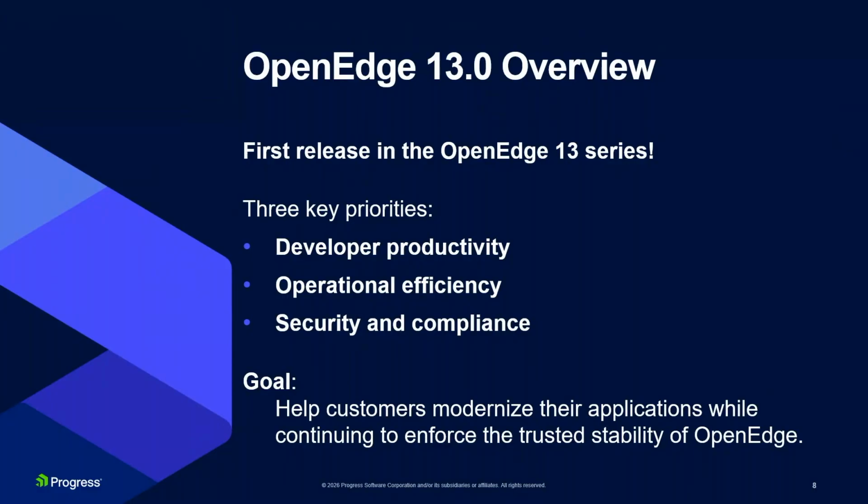The second priority is operational efficiency. Many of our customers run large mission-critical applications on OpenEdge, so we continue to improve the tools and capabilities that help DBAs maintain performance, find issues faster, and reduce overhead. The third priority is security and compliance. OpenEdge 13 offers significant security improvements that are designed to strengthen encryption, improve compliance, and protect enterprise environments. Ultimately, the goal for OpenEdge 13 is simple: to help customers modernize their applications and continue to enforce the trusted stability that OpenEdge is known for.